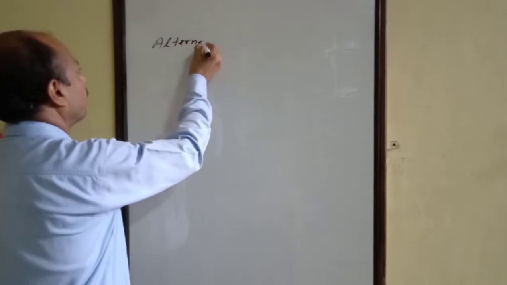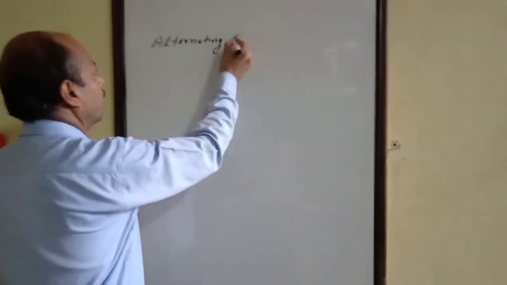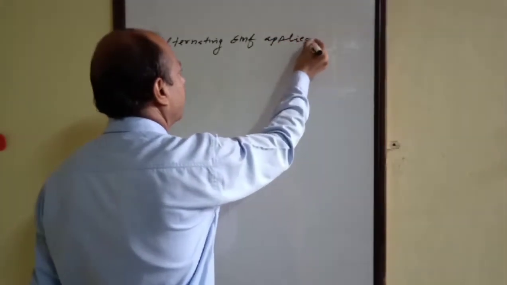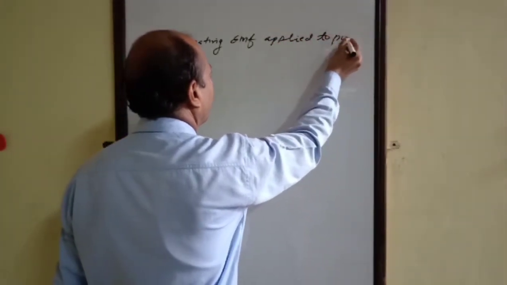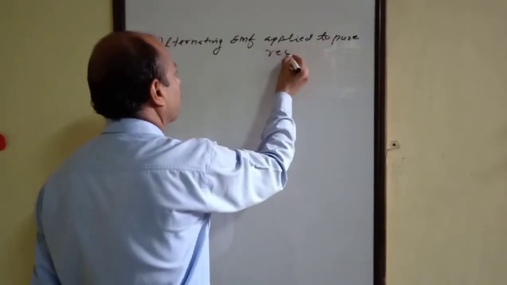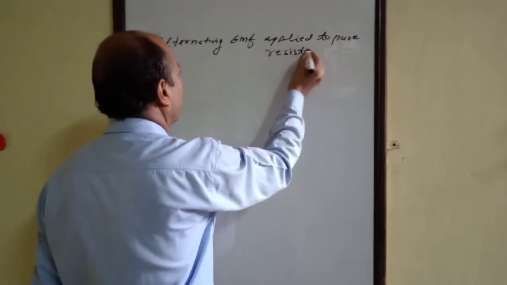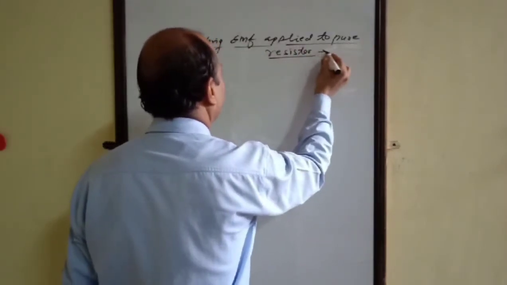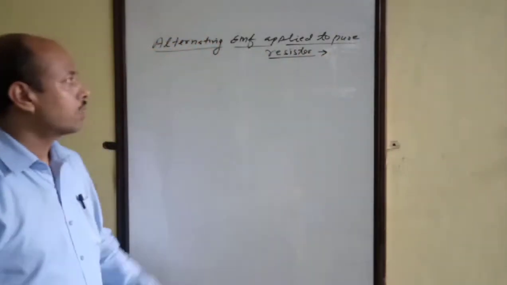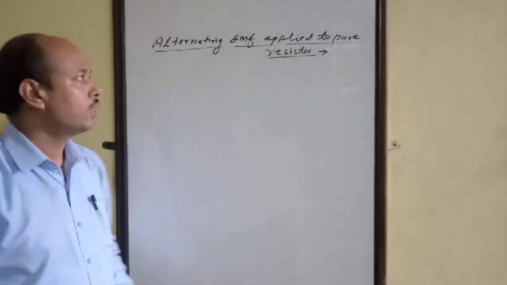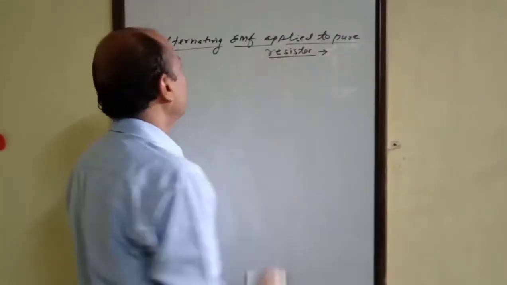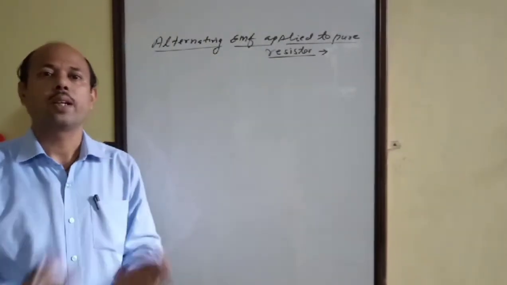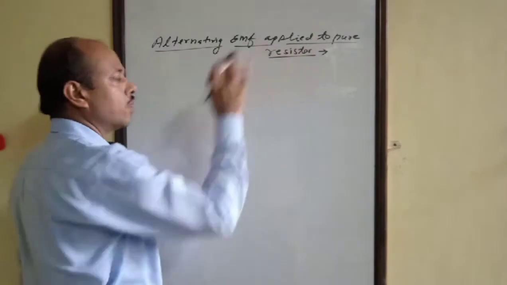is alternating EMF applied to pure resistor. It means here we are going to discuss how a resistor behaves in AC, and what is a pure resistor here. Pure resistor means it has only resistive effect, there is no inductive effect, it is a pure resistor.